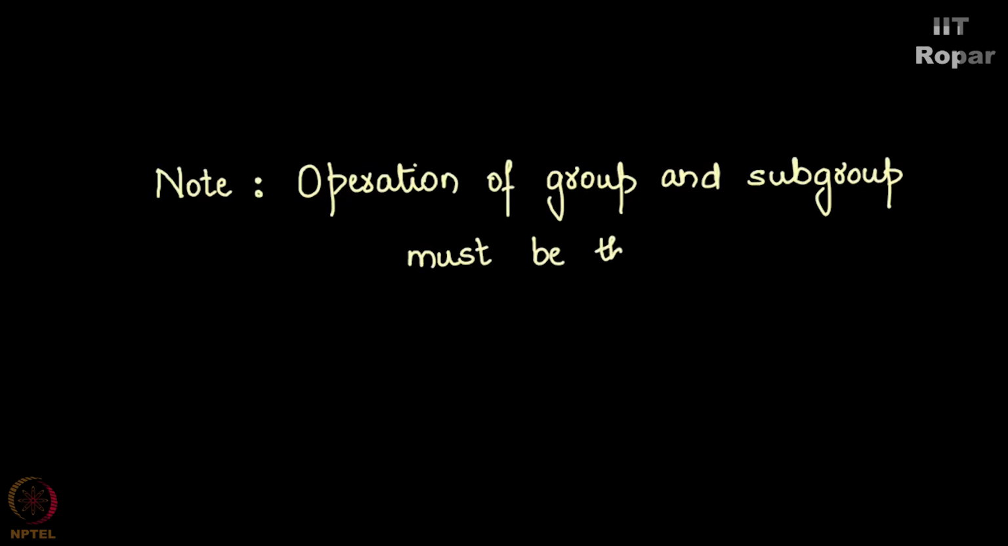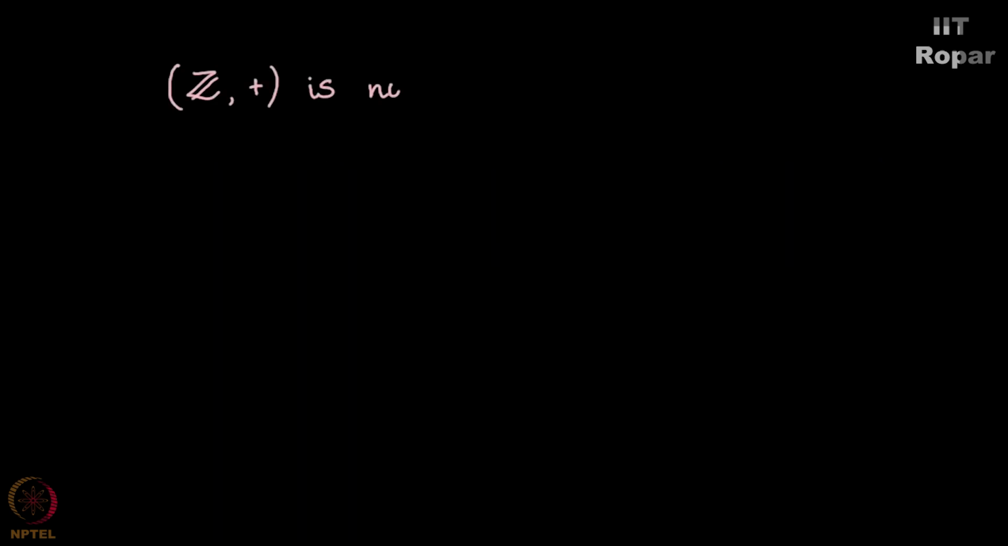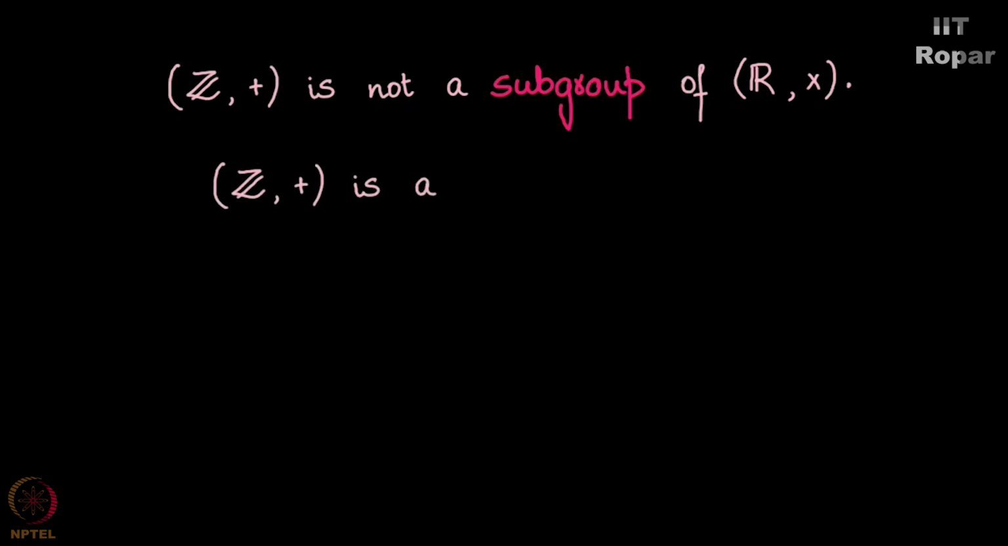Now, please note, whatever operation you are giving on the group, it must be the same on the subgroup as well. So, group and subgroup must have the same operation. Or, I can also say the subgroup must be given the same binary operation which is there for the group. It cannot be different. Now, Z plus is not a subgroup of R under multiplication. We cannot compare like this. Why? Because R has multiplication and integers have addition. But it is a subgroup of R under addition. This holds true, right? We have seen that.